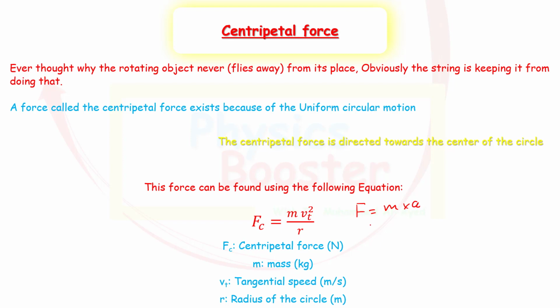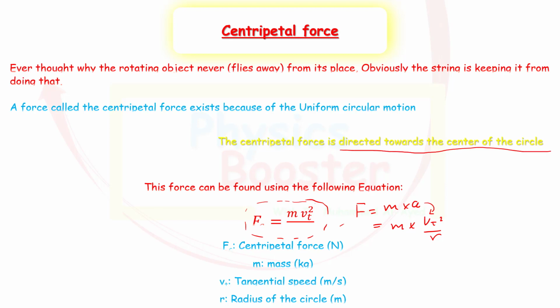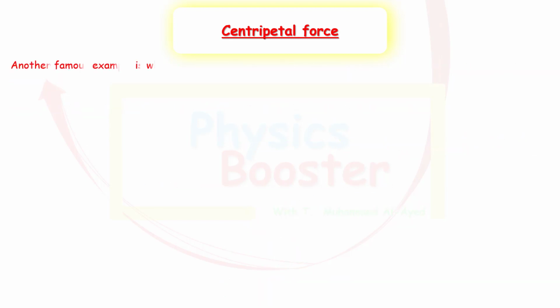But because this is a uniform circular motion, I can say that it's mass multiplied by acceleration, and we've introduced before that acceleration is equal to v tangent squared over r. So it's just the same equation. It is Newton's second law. So actually there's nothing new here to know, just that this force is caused by the centripetal acceleration and it's always directed towards the center of the circle. Okay, so it's very easy and straightforward.